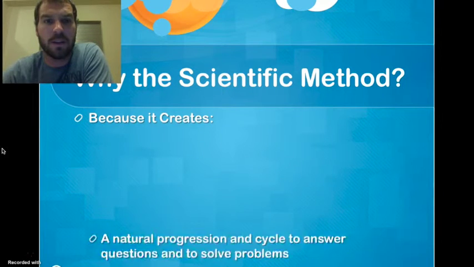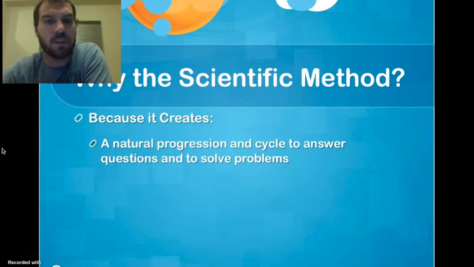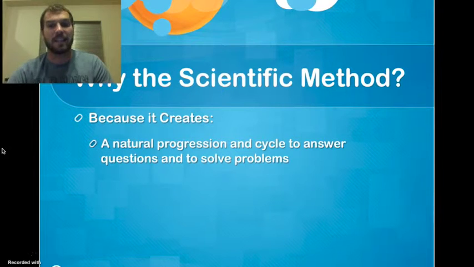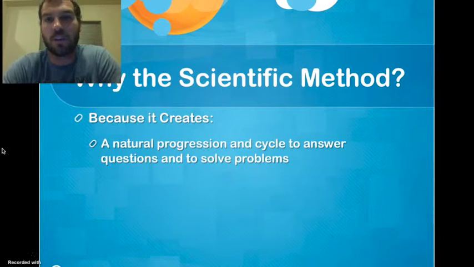Now the first question really is, why do we even use the scientific method? Why do we learn it? Why do we use it? Why do we even have it? Well, to be honest, there's some pretty good reasons. It creates a number of things. First, it creates a natural progression and cycle to answer questions and to solve problems.